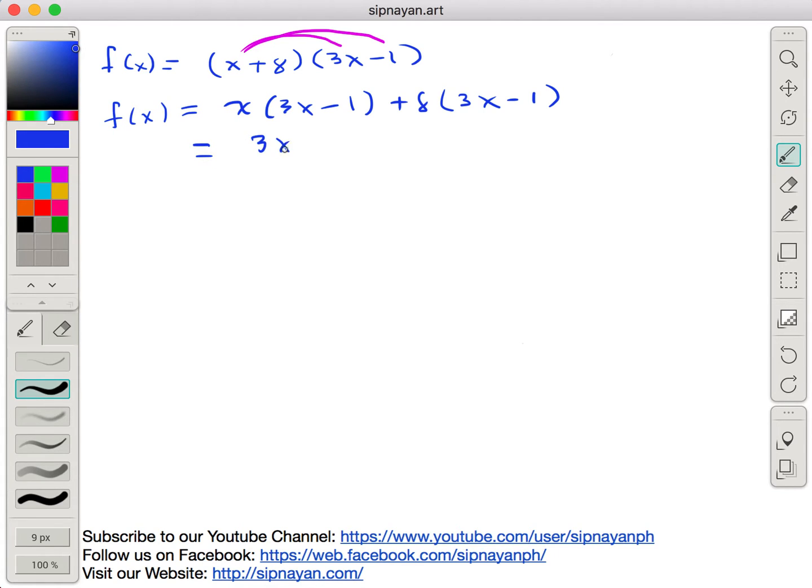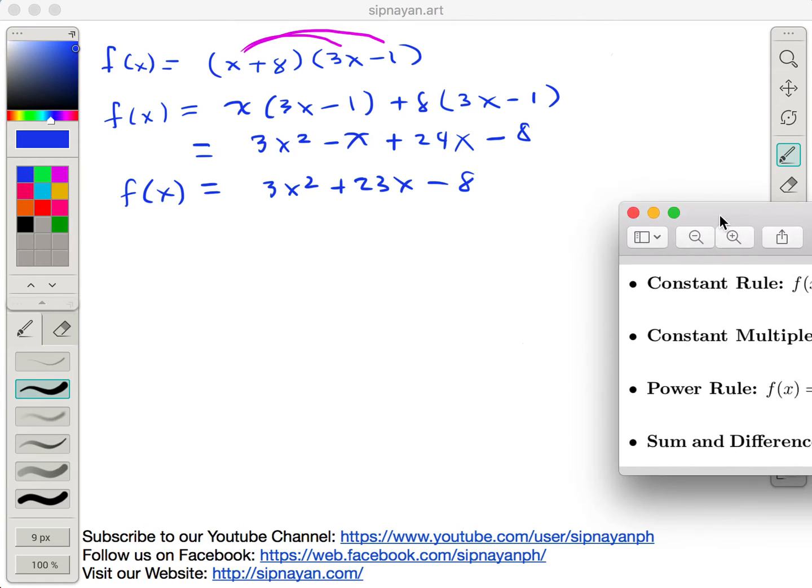So I have 3x squared minus x by distributive property. And then I have plus 8x. 8 times 3x is 24x. And then minus 8. And then, ano ang negative x plus 24x? Minus x, nag-minus 1 ka, then nag-plus 24 ka. 23, di ba? So 3x squared minus, magiging plus 23x minus 8. So this is our f of x.